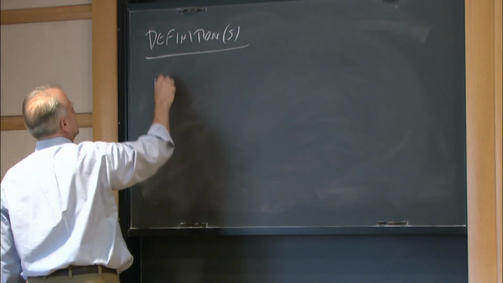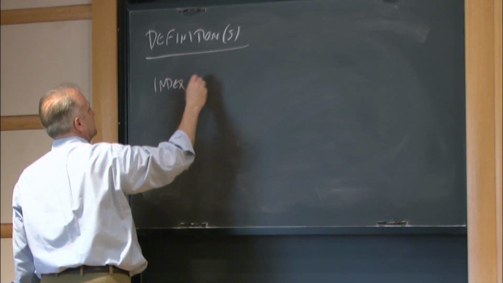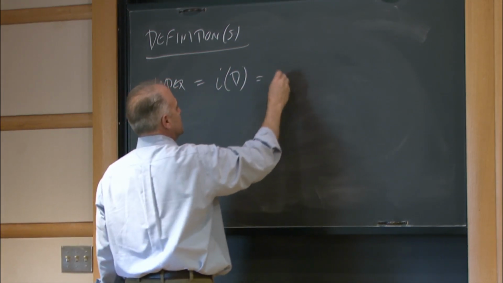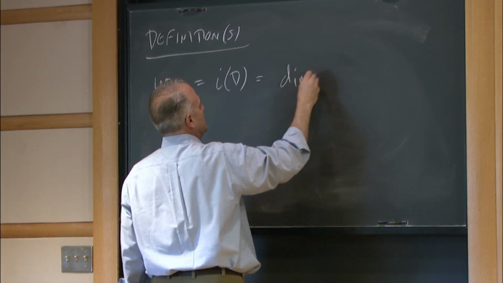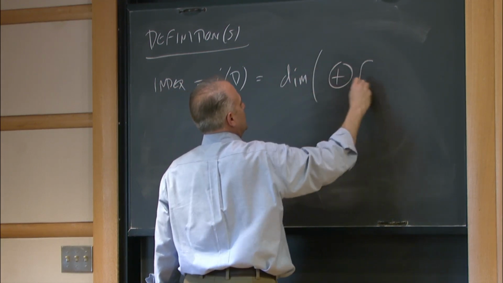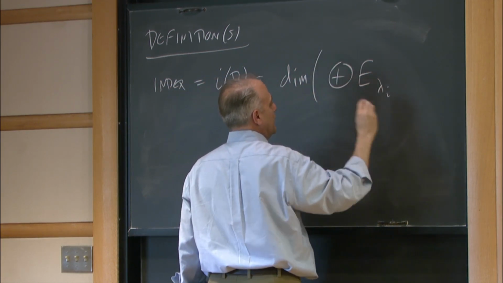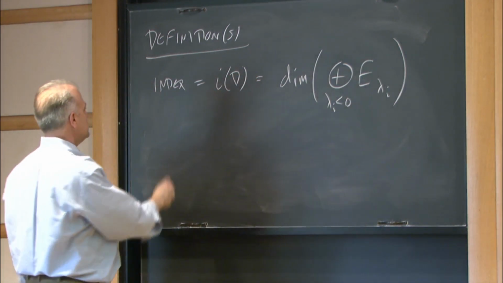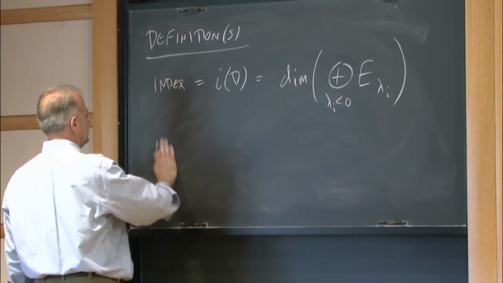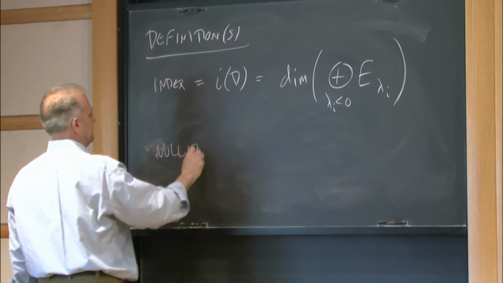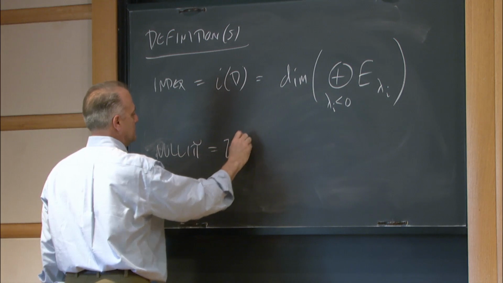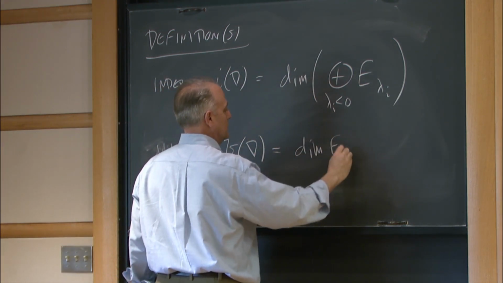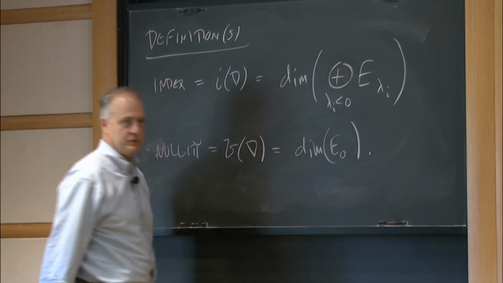So we have the index. That's denoted I of nabla. So that is going to be the dimension of the union of all the eigenspaces associated to negative eigenvalues, and then the nullity. That'll be denoted by nu. So that's just the dimension of E0, if you have a kernel.